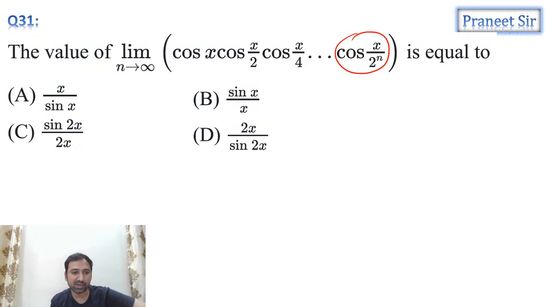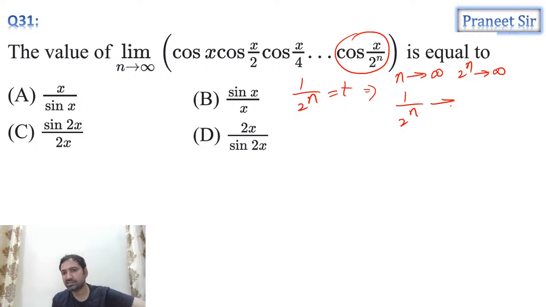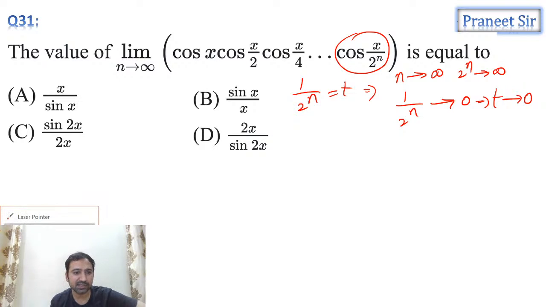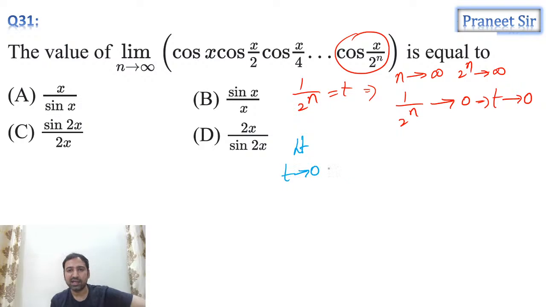So now I'll take 1 by 2 power n as t. But now tell me, guys, if n is tending to infinity, 2 power n is tending to infinity, and what about 1 by 2 power n? Is it tending to 0? So can I say that t is tending to 0? Yes, we can say that t is tending to 0, guys. And if I substitute here limit t tending to 0, the last term, can I write it as cos xt?